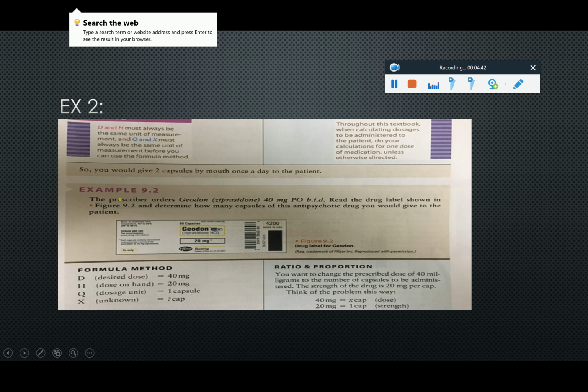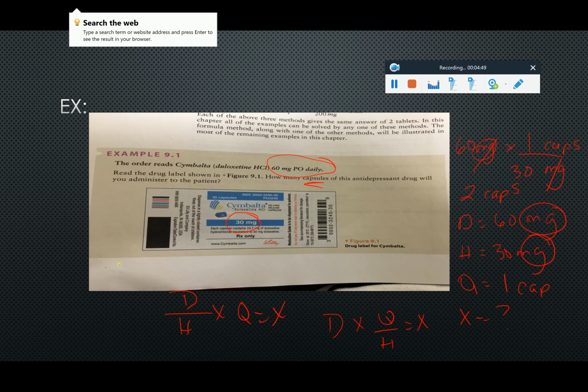All right, so this one, the prescription orders: Geogen 40 milligrams PO, BID. Now, for the last one I forgot to put, this answer would be 2 caps PO daily. That would be the answer for how much you would administer to the patient: 2 caps every day by mouth.